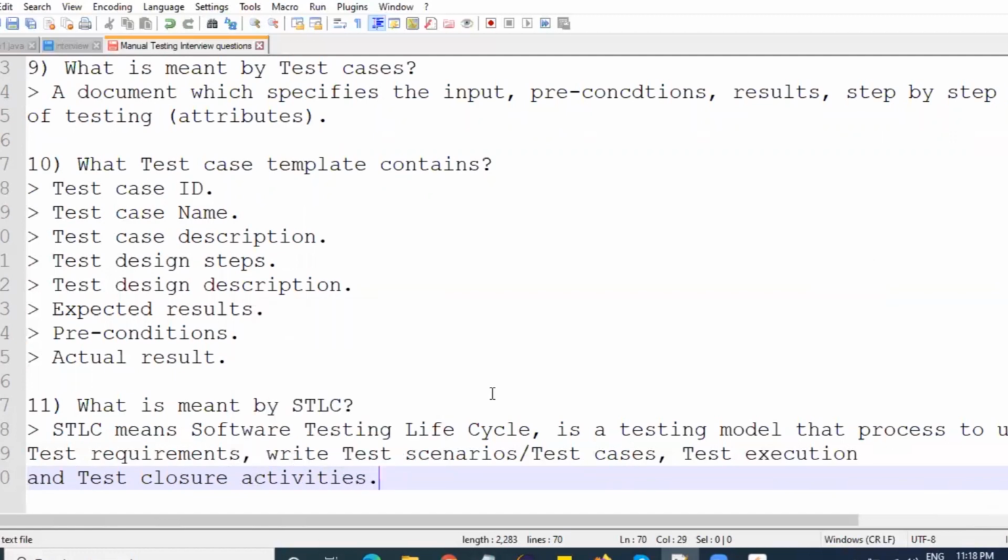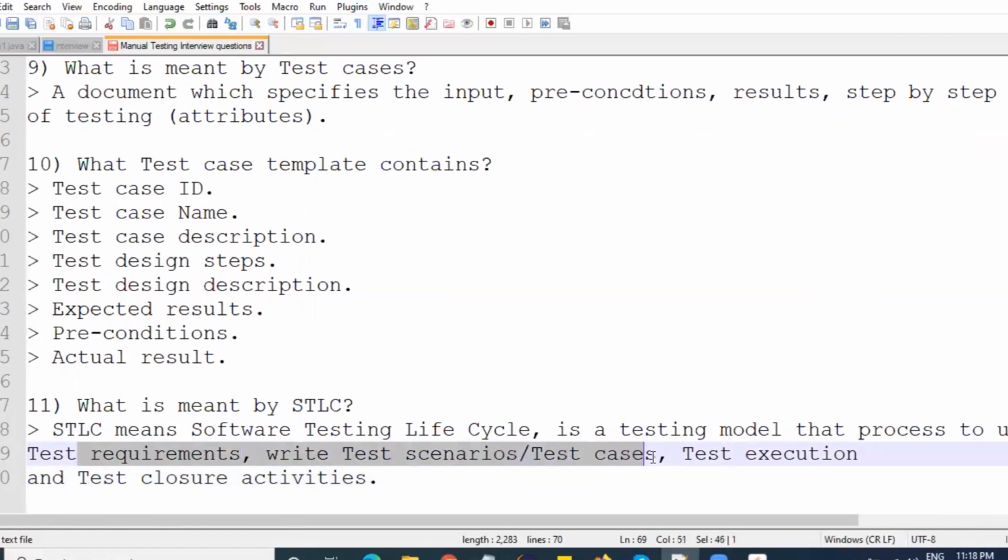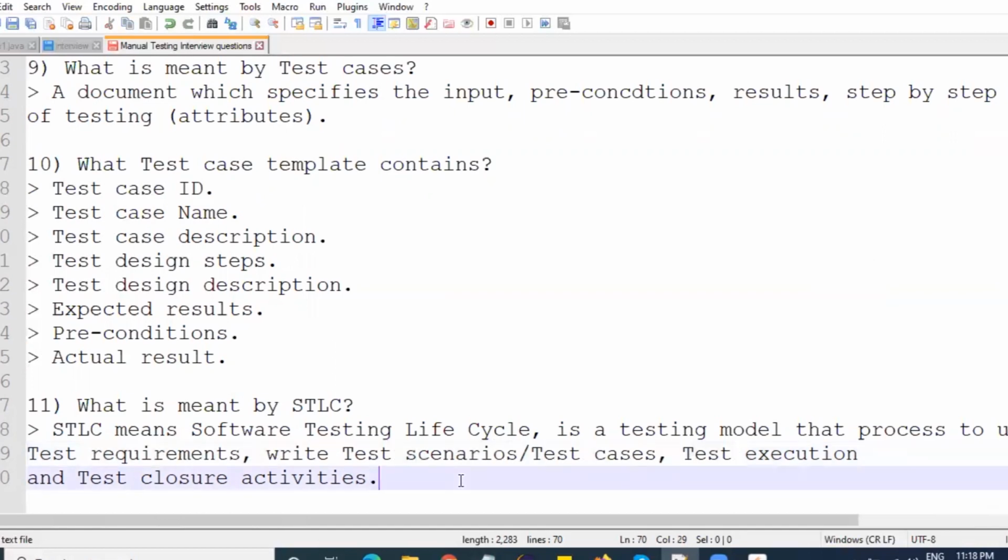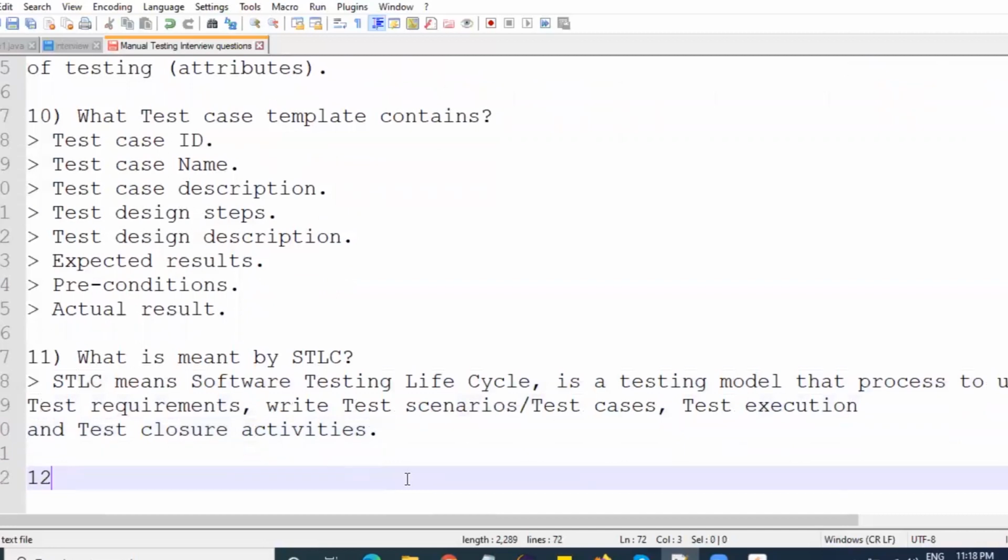STLC is a testing model, a process. First of all, we try to understand what the user needs. Depending upon the user needs, we prepare test scenarios and test cases. Later, we execute the application and carry out the test activities. So this is the software testing life cycle. It is a cycle: whenever the test closure happens, we'll have new requirements and then the cycle starts again.